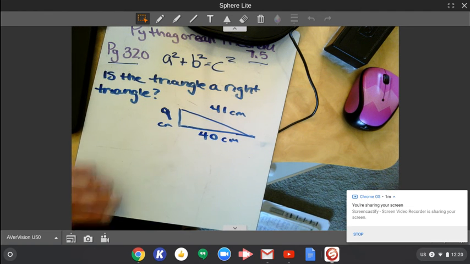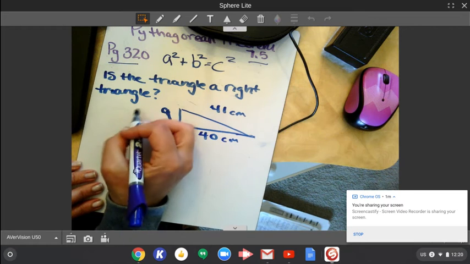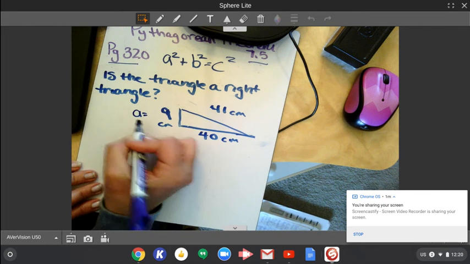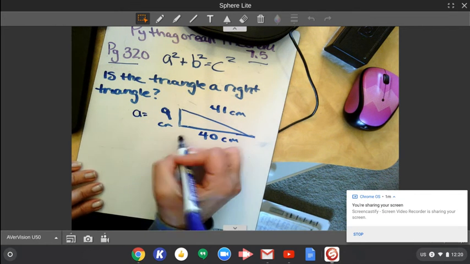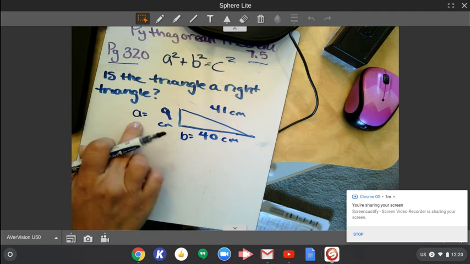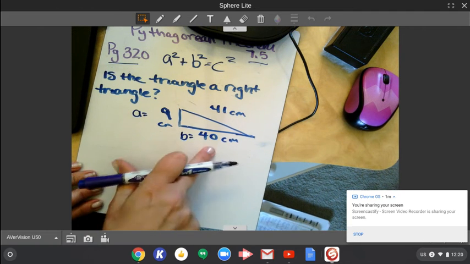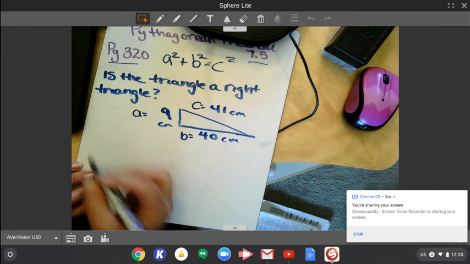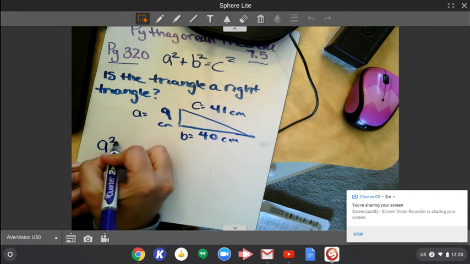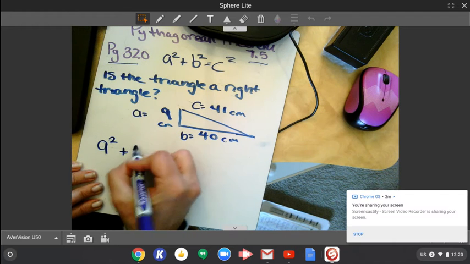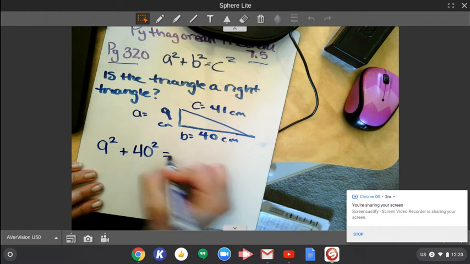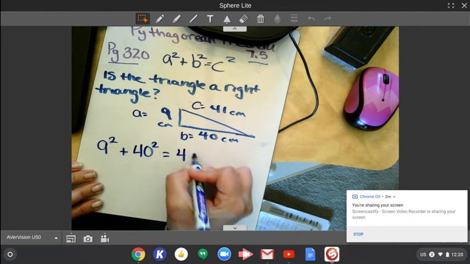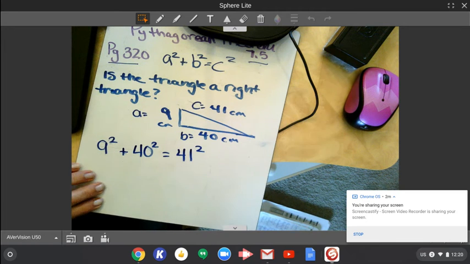Okay, so is the triangle a right triangle? So I know this is going to be A. Remember, A and B are interchangeable. So if you call this B and this A, that's fine, as long as you call the two legs or the two shorter sides A and B. I'm going to call this C. Okay, now I'm just going to plug in A squared plus B squared equals C squared.